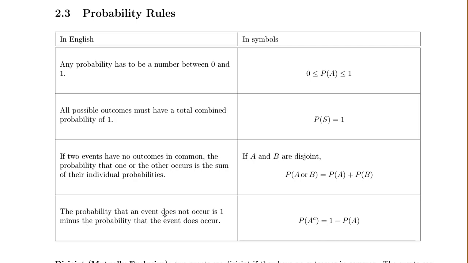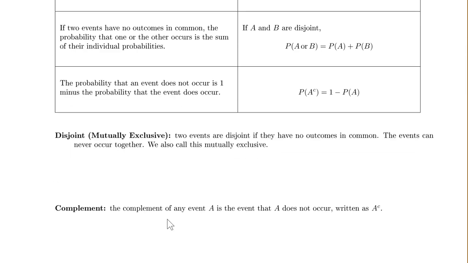And the probability that an event does not occur is 1 minus the probability that the event does occur. So we'll use this little c for complement. The probability that A does not happen will be 1 minus the probability of A. So that's written down here.